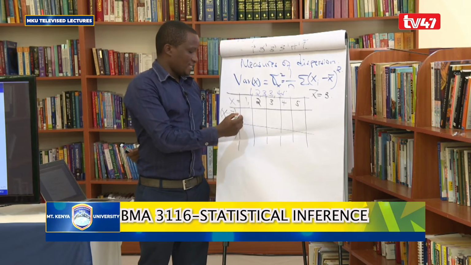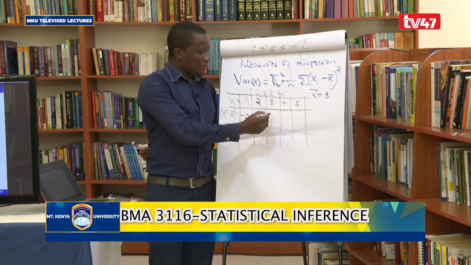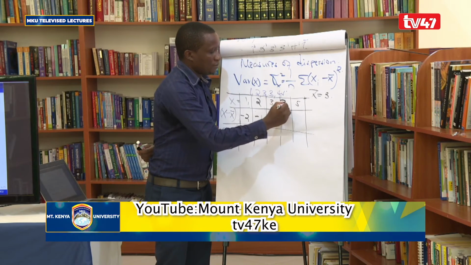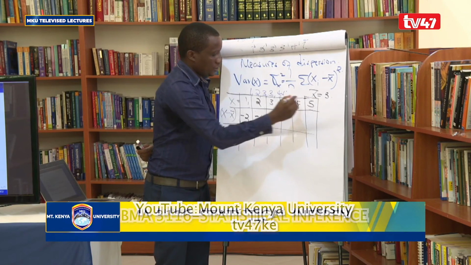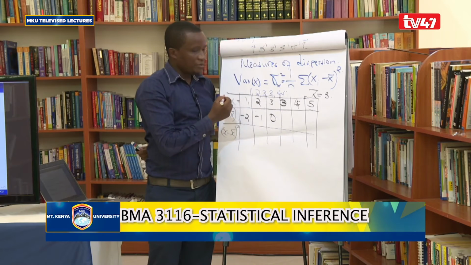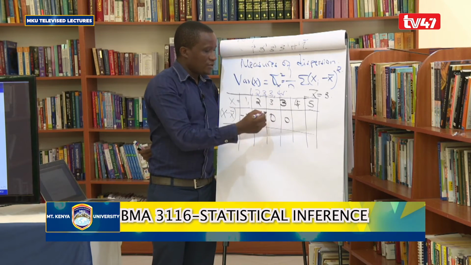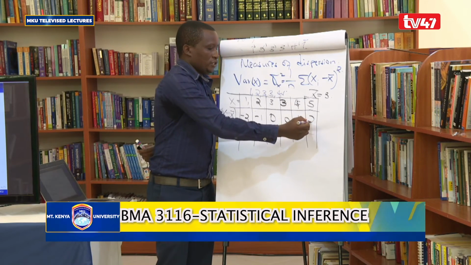So 1 minus 3 is negative 2. Then 2 minus 3 is negative 1. This would make 0, and I missed one value, which is 3. So there is 3, which makes 0 because of 3 minus 3. Then there is 3 again, which makes 0. Then there is 4 minus 3, which is 1, and then 5 minus 3, which is 2.